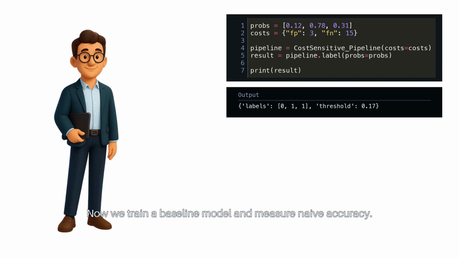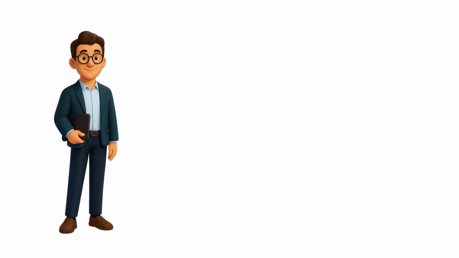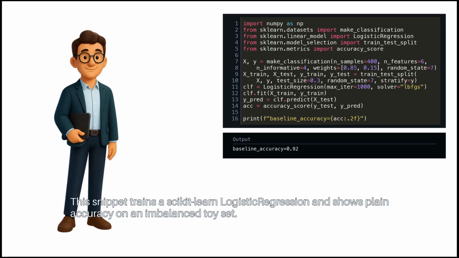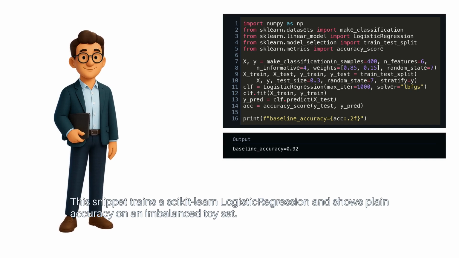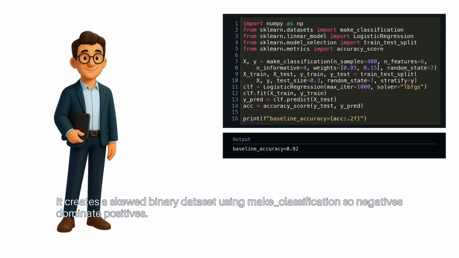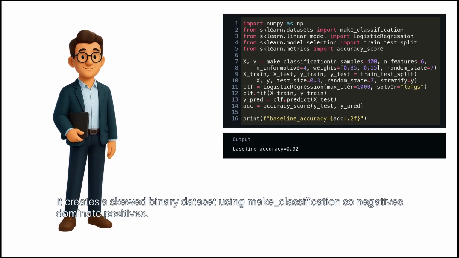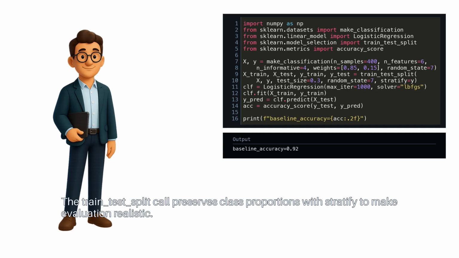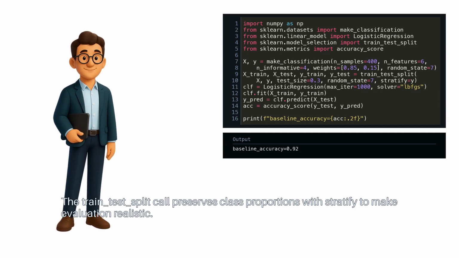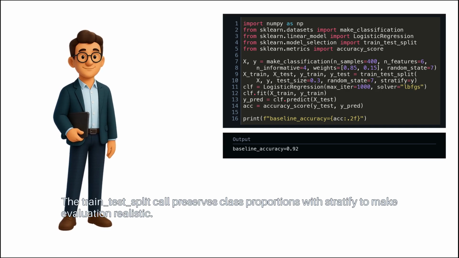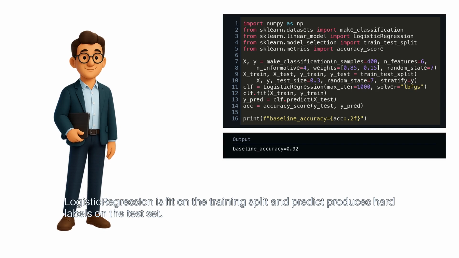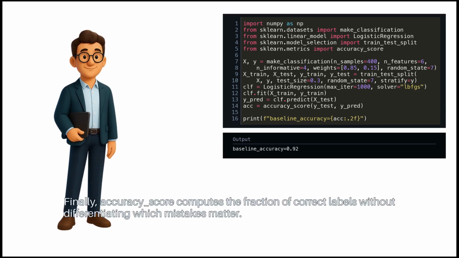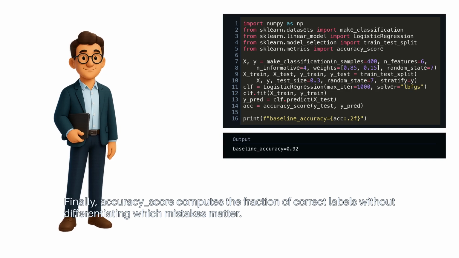Now we train a baseline model and measure naive accuracy. This snippet trains a scikit-learn logistic regression and shows plain accuracy on an imbalanced toy set. It creates a skewed binary dataset using make_classification so negatives dominate positives. The train_test_split call preserves class proportions with stratify to make evaluation realistic. Logistic regression is fit on the train split and predict produces hard labels on the test set. Finally, accuracy_score computes the fraction of correct labels without differentiating which mistakes matter.